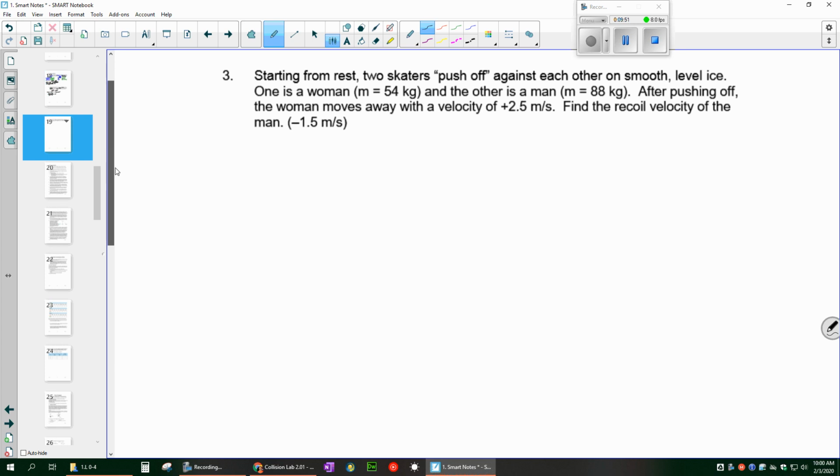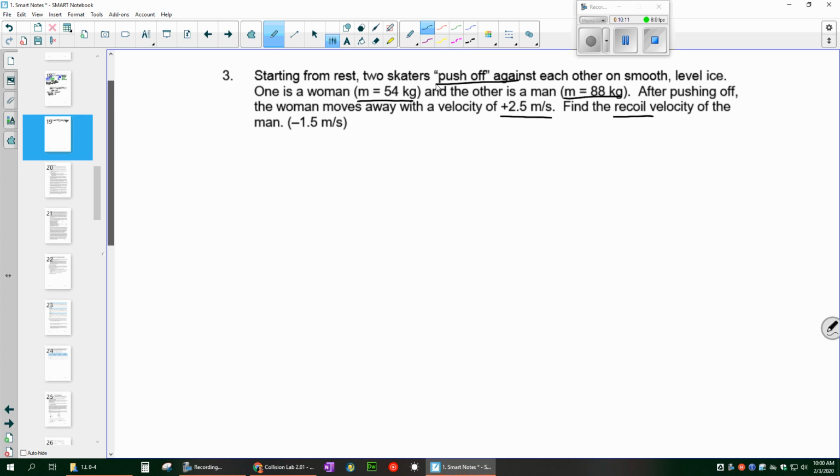All right, starting from rest, two skaters push off against each other on smooth, level ice. One is a woman with a mass of 54 kilograms, and the other is a man with a mass of 88 kilograms. After pushing off, the woman moves away with a velocity of positive 2.5 meters per second. Find the recoil velocity of the man.